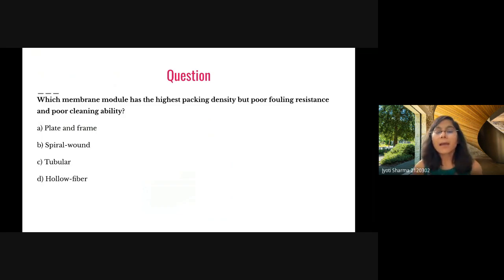Okay. Which membrane module has the highest packing density but poor fouling resistance and poor cleaning ability? And we have four options again: plate and frame, spiral wound, tubular, and hollow fiber, that have the highest packing density but poor fouling resistance and poor cleaning ability.